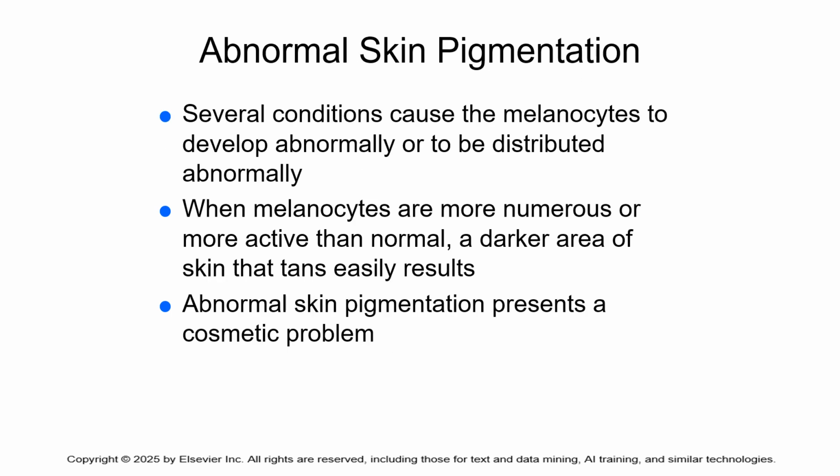We said the melanocytes are what give the skin its pigmentation or color. So some abnormal pigmentation are several conditions where the colors or the sites develop abnormally, or are spread over the body abnormally or different. When the melanocytes are more numerous or more active, then there's darker skin involved. And then abnormal pigmentation presents a cosmetic problem in some cases because of the irregularity of color.